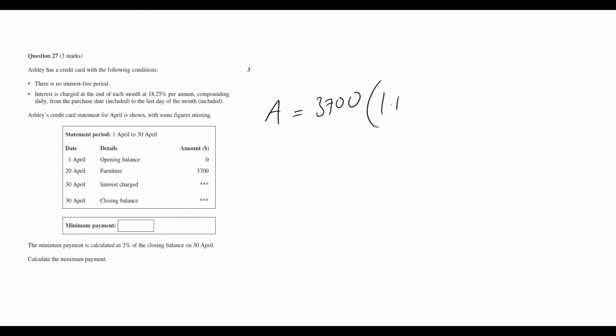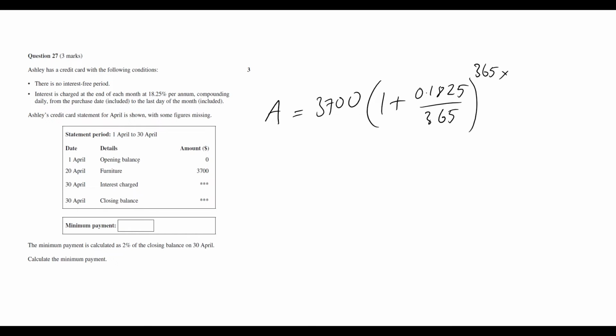And now we have 1 plus R, so the rate is 0.1825, but that's per annum. So we want to make that into the daily rate. So we'll divide that by 365. And now we take that to the power of n times t. So n is the number of compounding periods per year, so that's 365. And t is the number of years that have actually gone by.